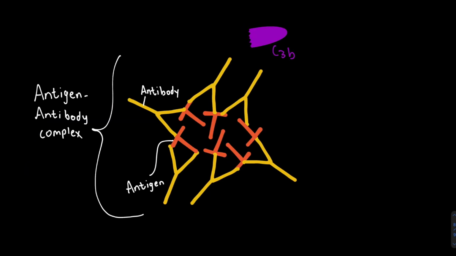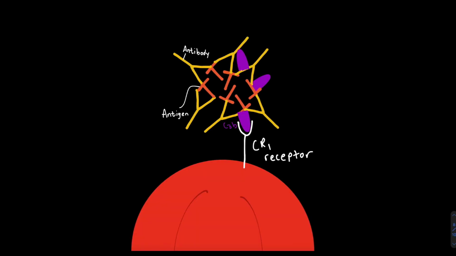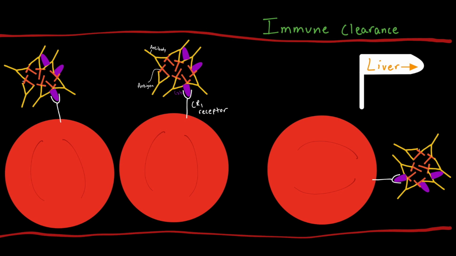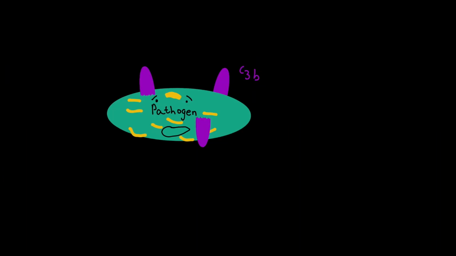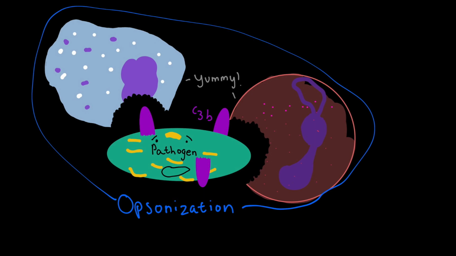On the other hand, C3b binds to the antigen-antibody complex, in which red blood cells transport that complex to the liver and spleen, where macrophages will phagocytize the complex. This process is known as immune clearance. C3b can also coat the pathogen in a process known as opsonization. Essentially, C3b makes the pathogen tastier for neutrophils and macrophages, promoting phagocytosis.